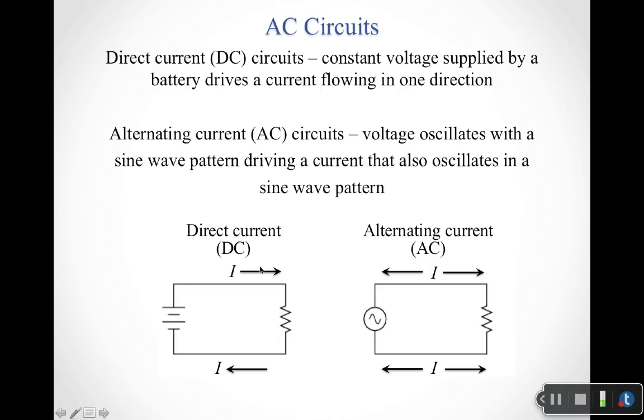So here, if I've got a direct current circuit, notice I've got a couple batteries stacked together, but basically what this means is I know that the current is going to flow in this direction around the circuit, and it's always going to flow in that direction around the circuit.